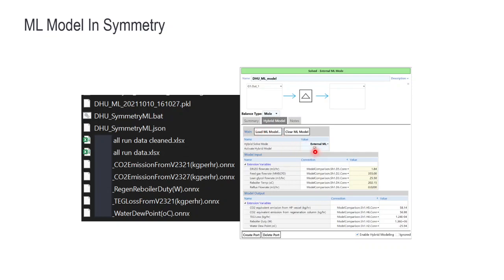And then once we activate it, the extension variables that we defined in the model, the input variables and the output variables, are shown over here. So once we key in the input, the output will be calculated accordingly. So we have 5 models, because we have 5 independent variables. We have some data, as I put it here, and the PKL model is the one that is being imported in this Symmetry unit operation.